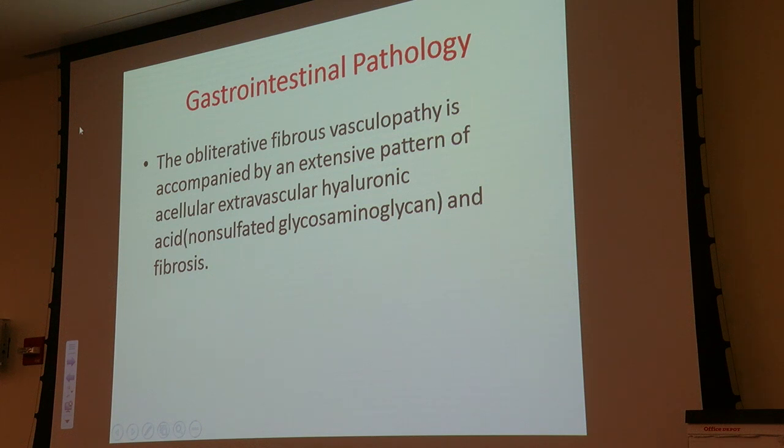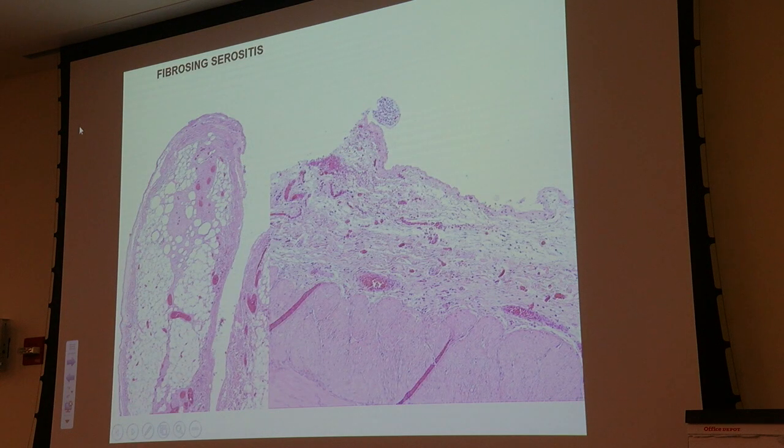So over and above the obliterative fibrous vasculopathy, which again is that sort of end stage lesion, is a significant degree of acellular extravascular fibrosis and mucin. So that's one other aspect of the pathology. And this is the subserosa, showing over and above the arteriopathy I alluded to, the interesting pattern of fibrosis and mucin deposition within the subserosa.